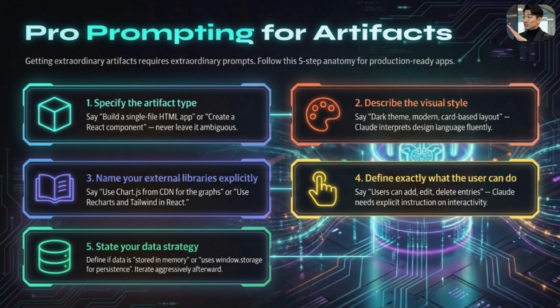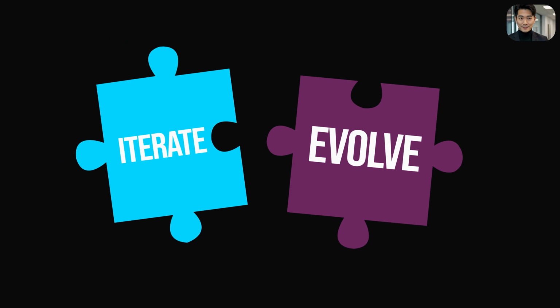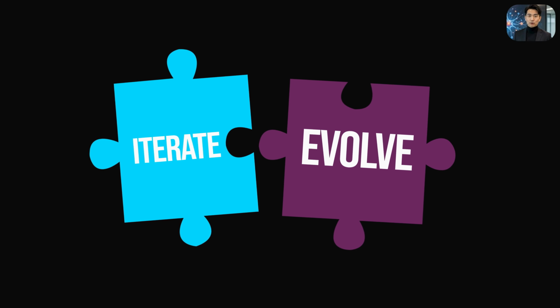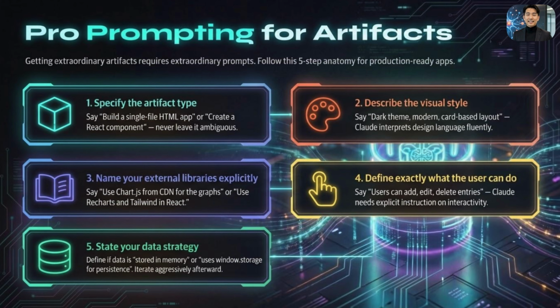Very different outputs. And then iterate. The best apps come from 5 to 10 rounds of refinement. Start with structure, add features, then polish the design. Treat it like a conversation with a developer because that's exactly what it is.